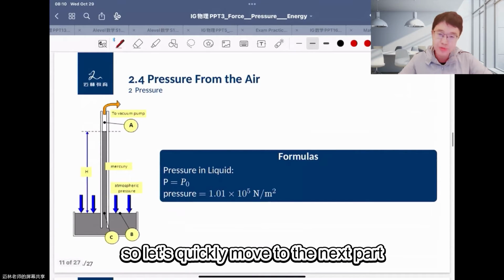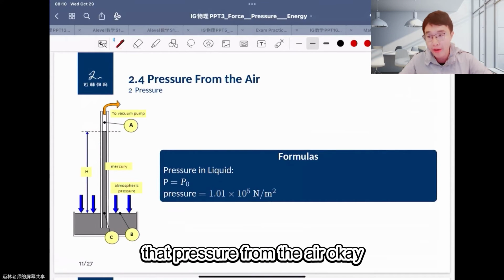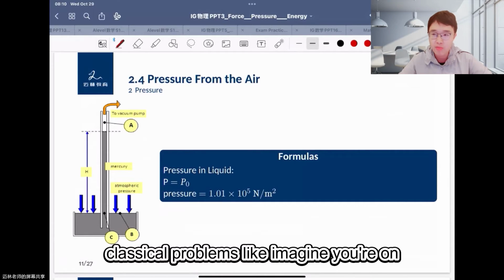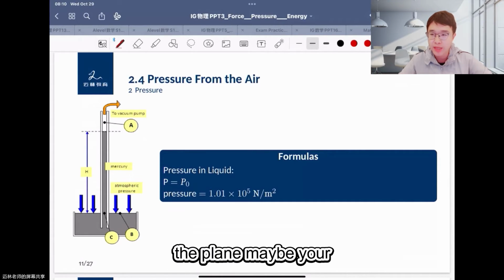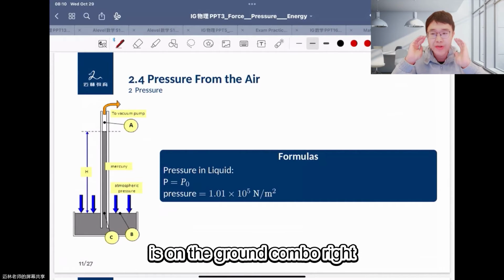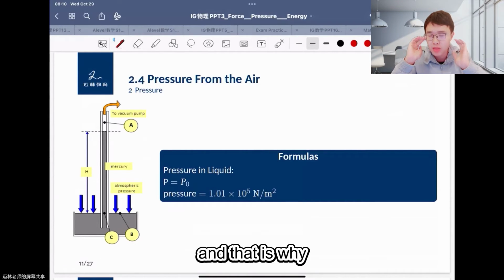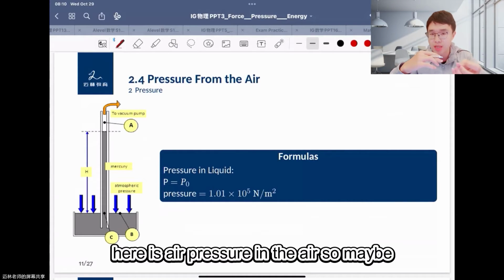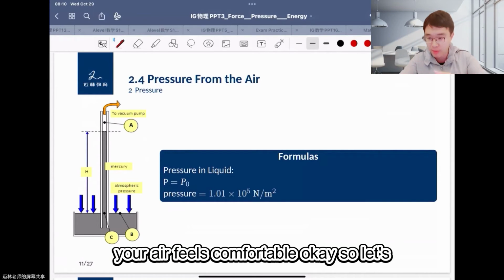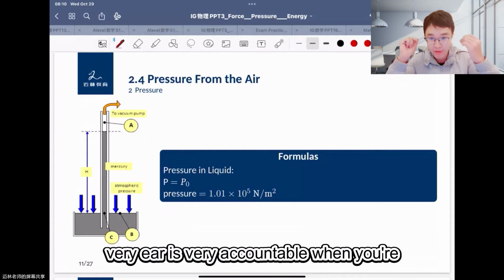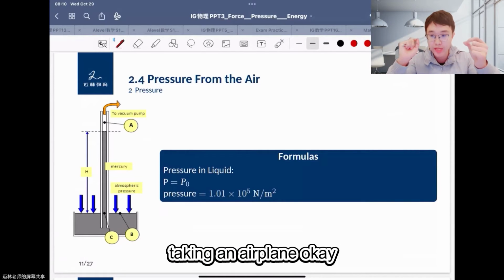So let's quickly move to the next part, pressure from the air. Pressure in the air is a very classical problem. Imagine you are on a plane, and maybe the first time you take an airplane, your ears are very uncomfortable. That is because of the air pressure. So let's give a specific reason for why your ears are uncomfortable when you are taking an airplane.